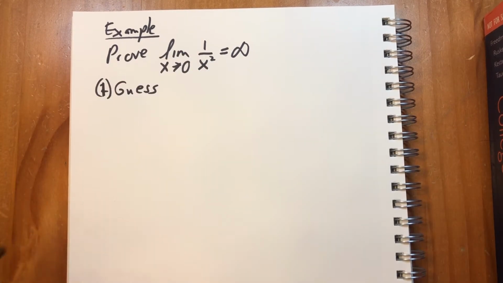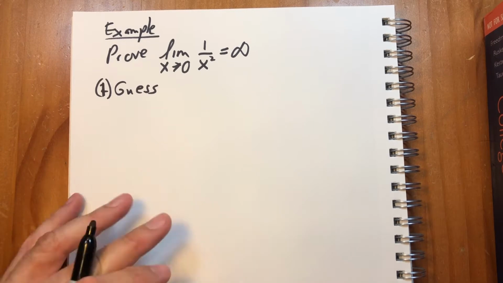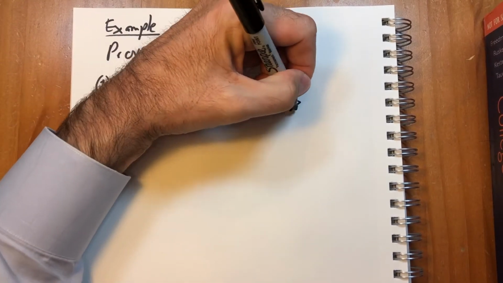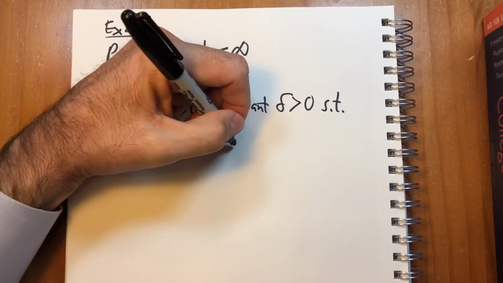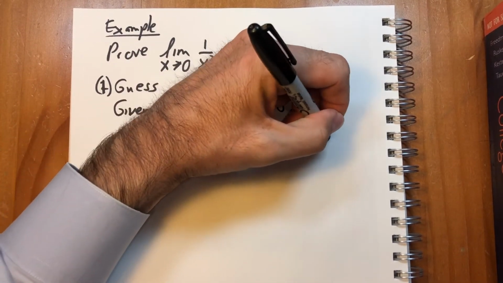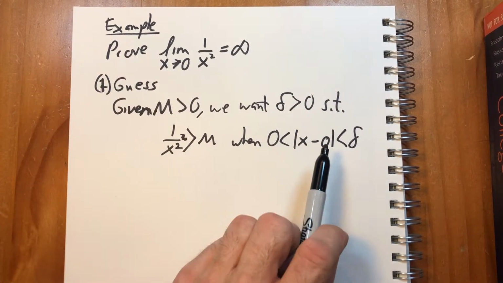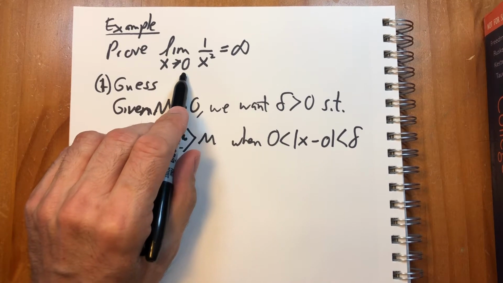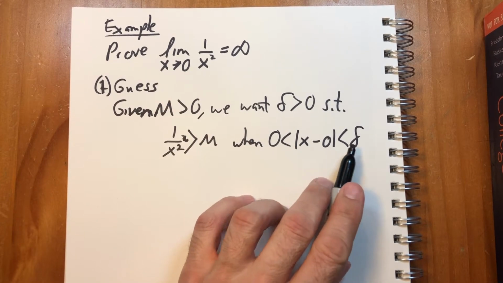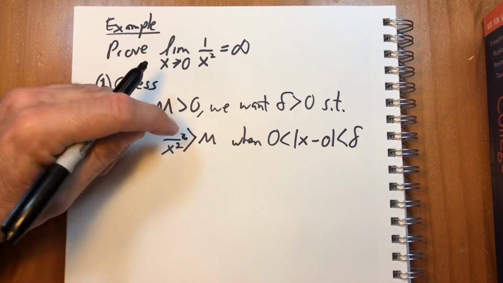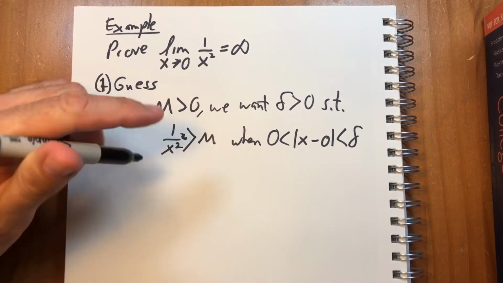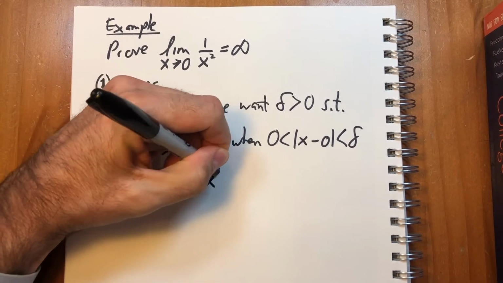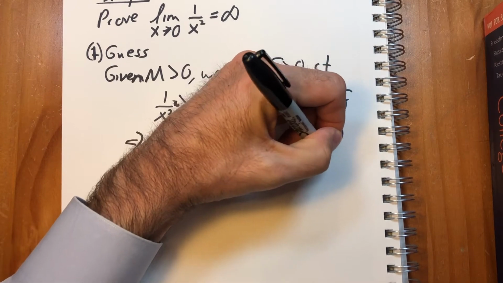So the first thing we have to do is just guess what a rule might be, and then we'll prove that that works. So given m greater than 0, we want a delta greater than 0 such that 1 over x squared is greater than m whenever the absolute value of x minus 0 is less than delta. So this is 0 because in this case, the limit is at 0, okay? So 0 is a in this case, so it's x minus a is less than delta. So we can rewrite it, multiply by x squared, divide by m, and we have that 1 over m is greater than x squared whenever 0 is less than the absolute value of x is less than delta.